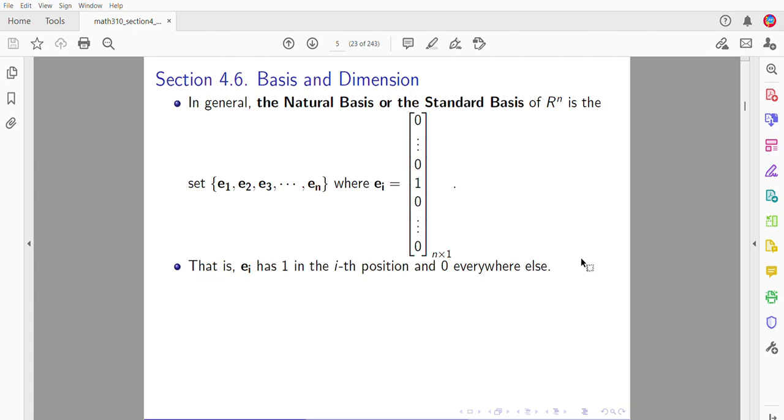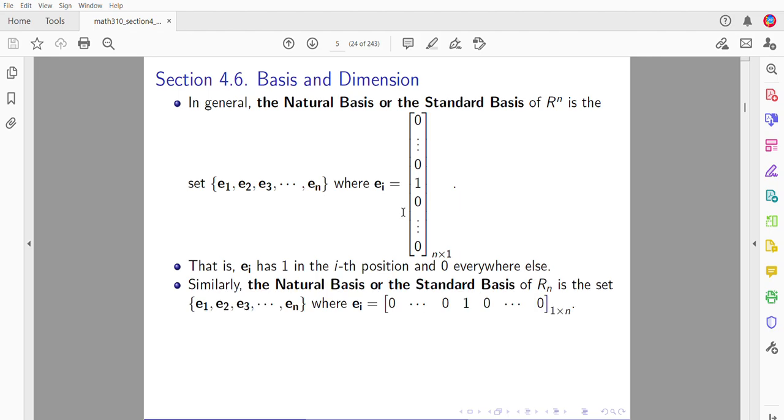So what does that mean? E1 has 1 in the first location, 0 everywhere else. E2 has 1 in the second location, 0 everywhere else, and so on. En has 1 in the last location and 0 everywhere else. That's what this symbol represents. So these are natural or standard. In other words, these symbols are reserved precisely for such columns.